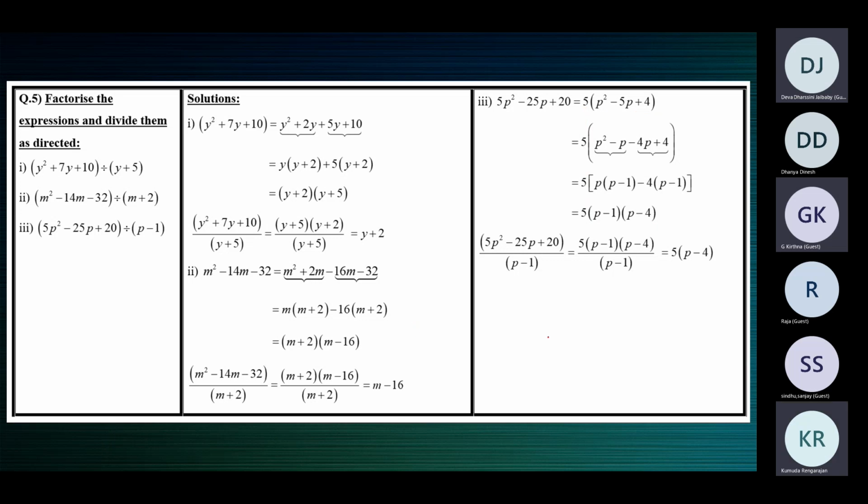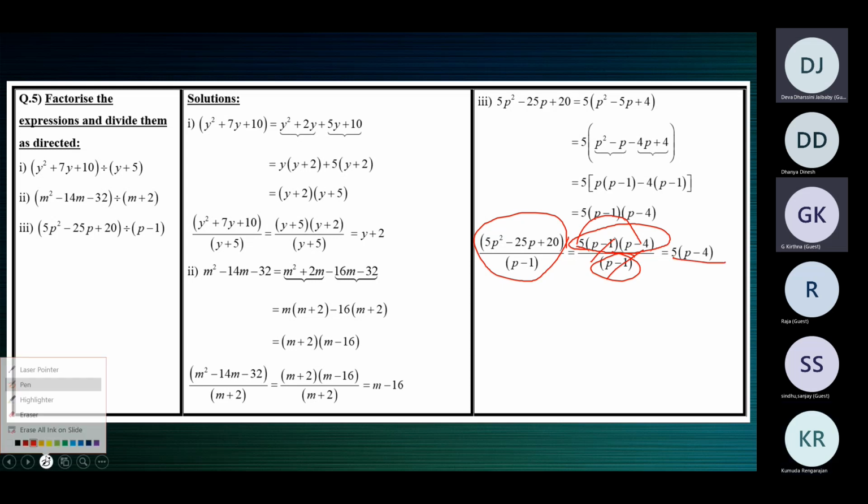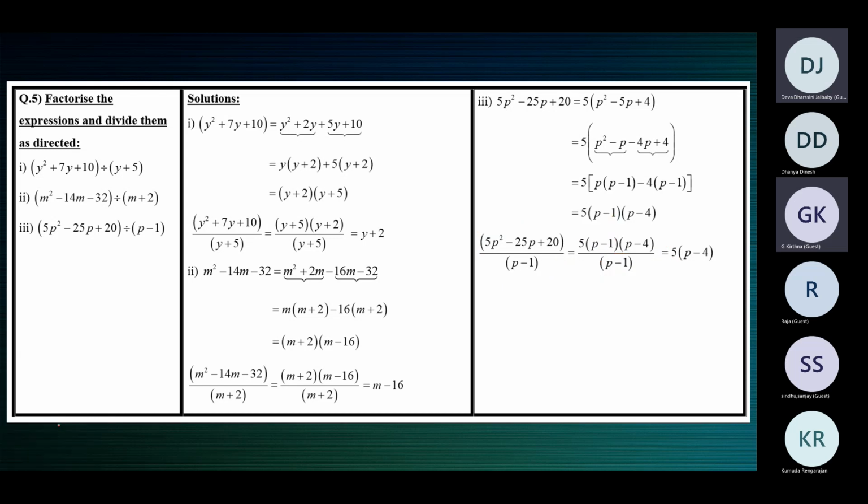Now write the question. This is the question. This divided by this is equal to, the numerator can be factorized like this. The denominator is p minus 1. So p minus 1 will get cancelled. And the answer is 5 into p minus 4. Understand, children? Yes, ma'am.